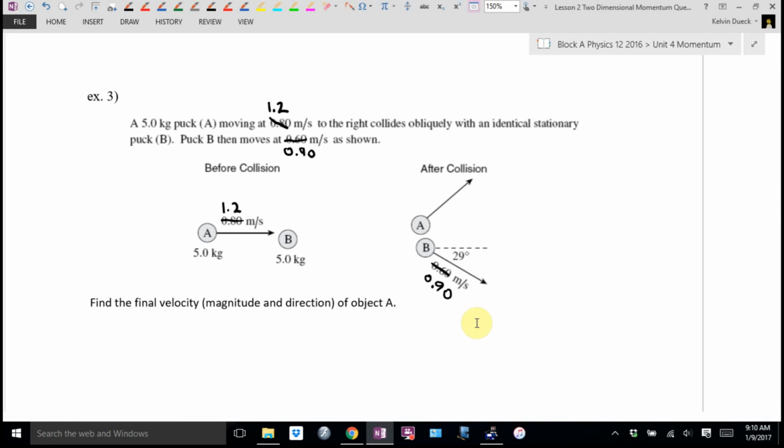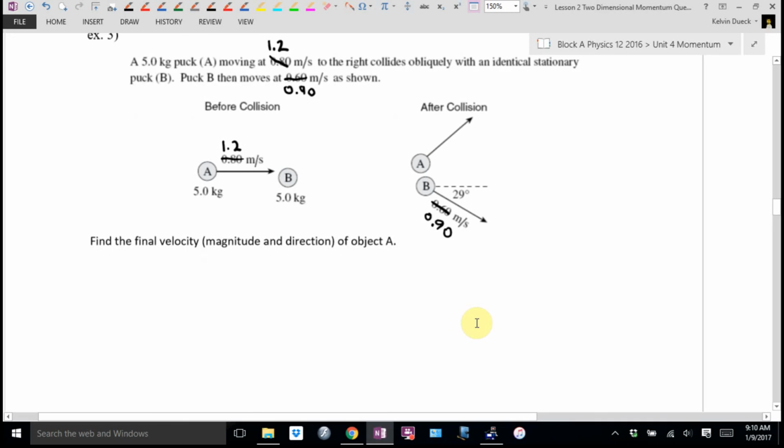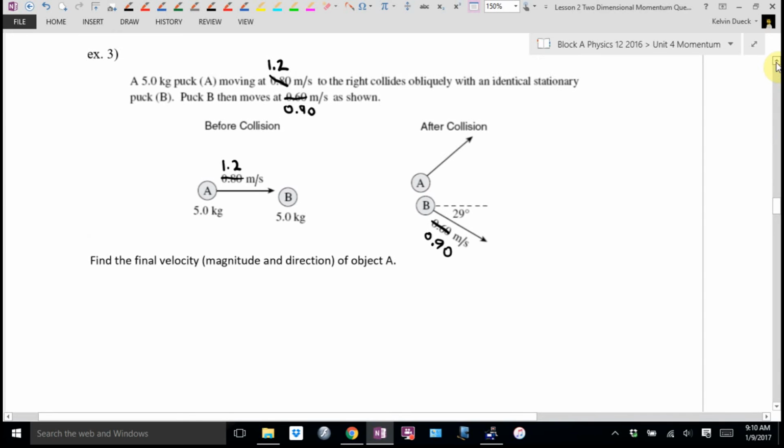But here, a puck moving at 1.2 meters per second to the right, collides obliquely. This word obliquely is the fancy word for at an angle, not in a nice straight line. It's not a head-on collision. They glanced off of each other. It was an oblique collision. With an identical stationary puck, okay, the masses are the same. Puck B then moves as shown.